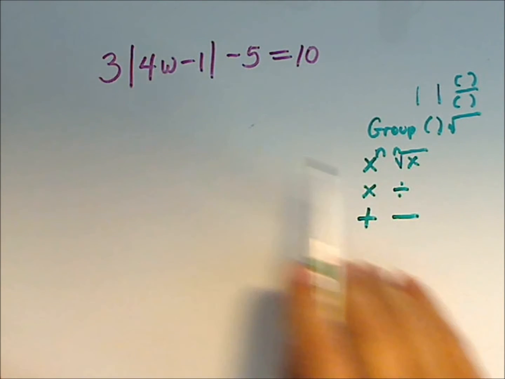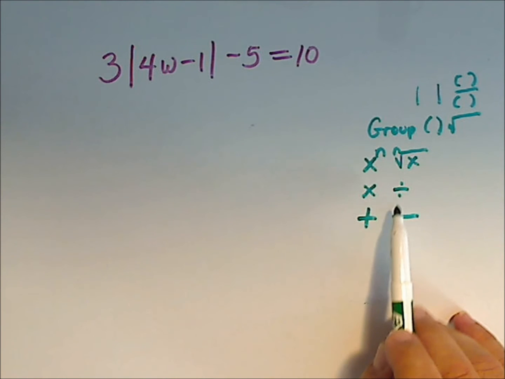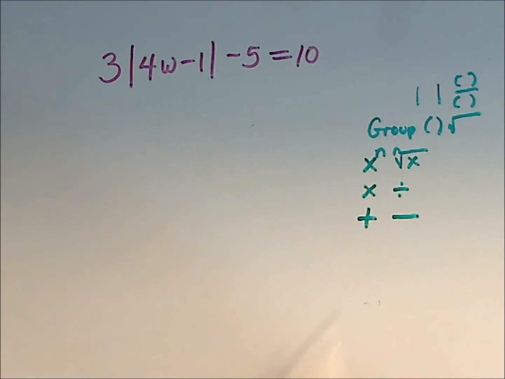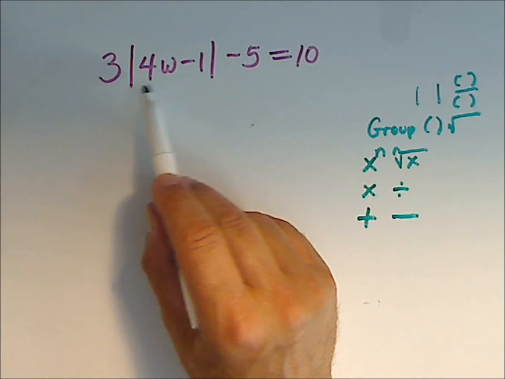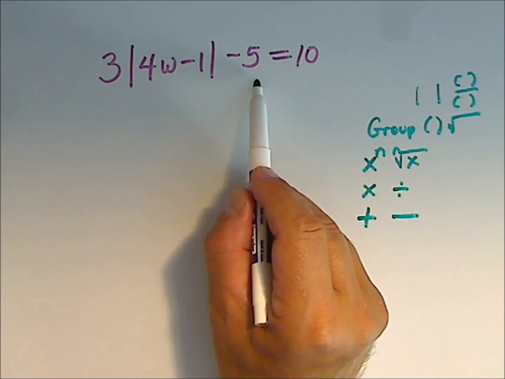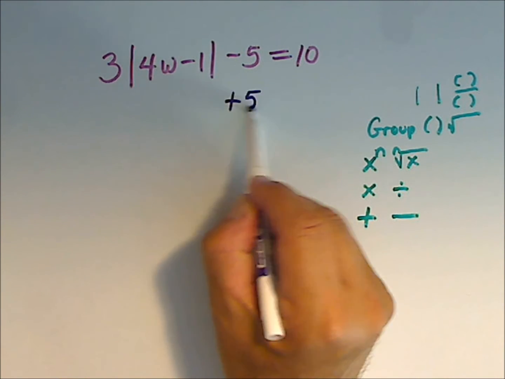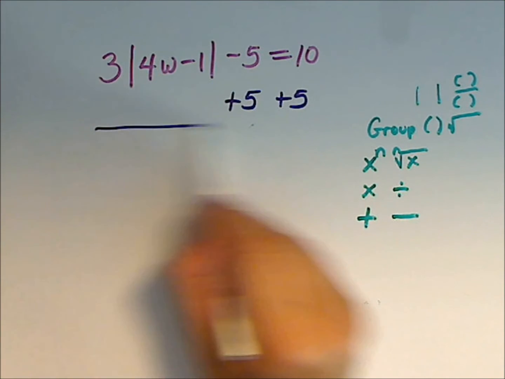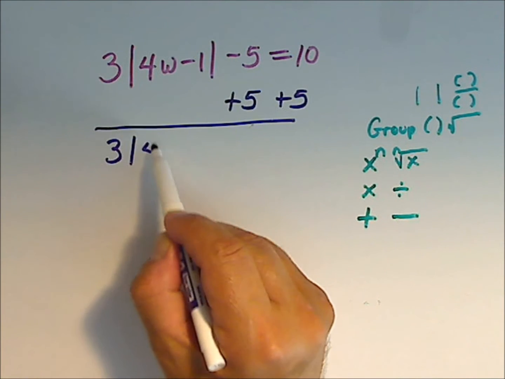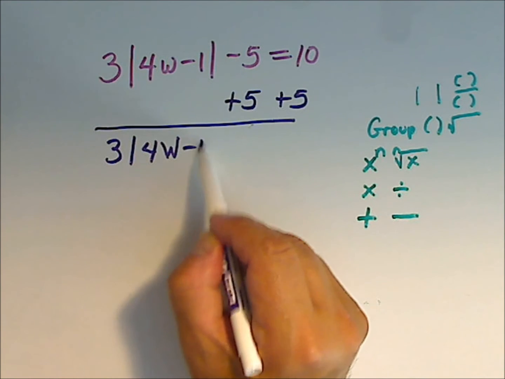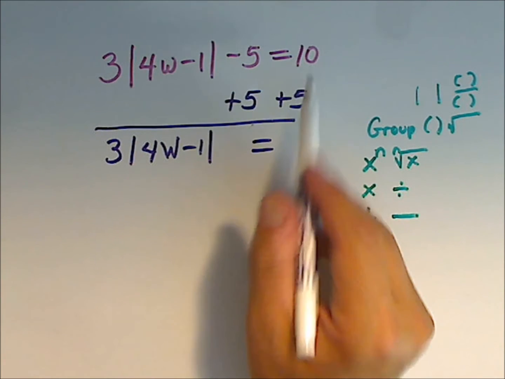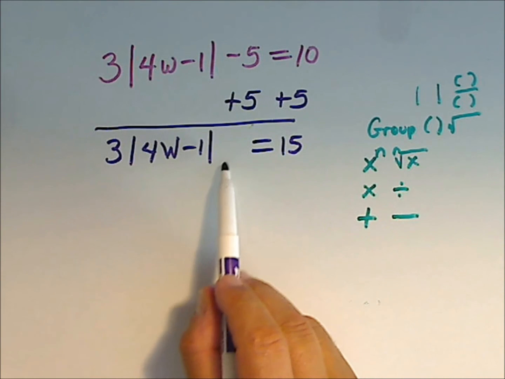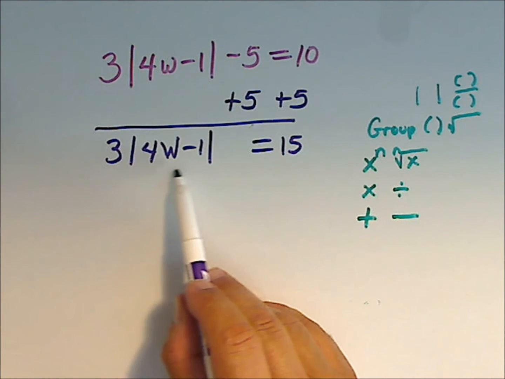So what's the first thing we can do? When solving algebra, we do reverse order of operations. Is there anything I can add or subtract? And the answer is absolutely. I can take this -5, because this is 3 times a group minus 5. So I can add 5 to both sides. So 3 times a group of 4w minus 1, and the -5 and the 5 is 0, and 10 and 5 is 15. There's nothing I can add or subtract without breaking the grouping.